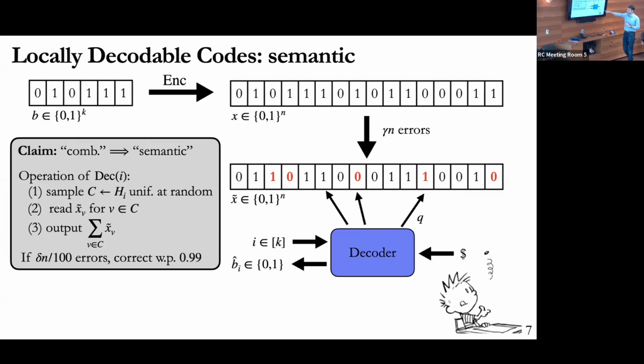So let's see why I picked delta n over 100. That's because there are delta n hyperedges. So if I have delta n over 100 errors, at most 1 over 100 fraction of the hyperedges can even have an error in them. So the claim I'm going to now make is that if I read a hyperedge that has no errors, I get the right bit out. And the reason for that is that at this point, I'm outputting the sum over v in c of x sub v. Now, by that system of linear equations, that's equal to b sub I. So then I get the right bit out. And I get it out with probability 0.99 because that's the probability that I get a clean hyperedge that has no errors in it. Okay.